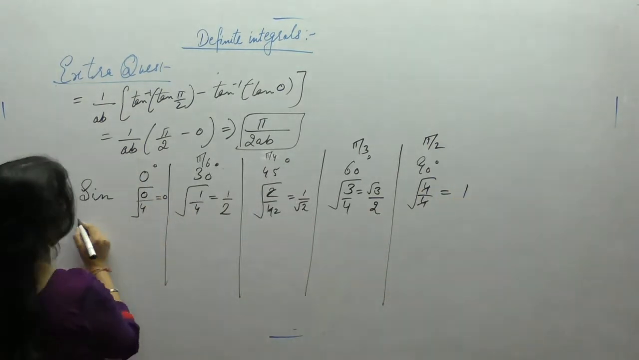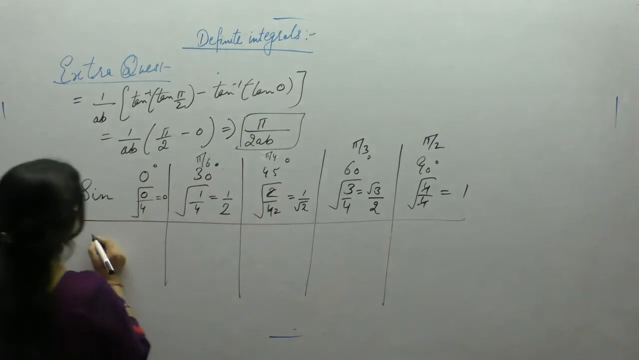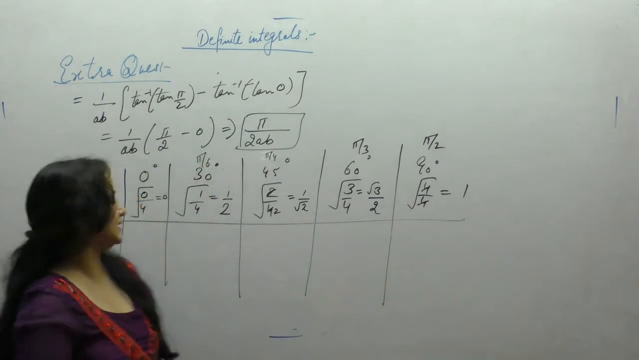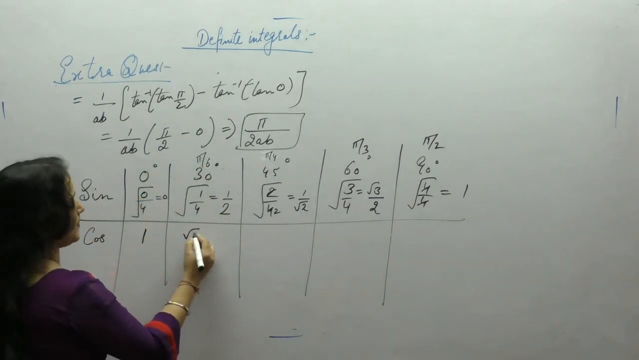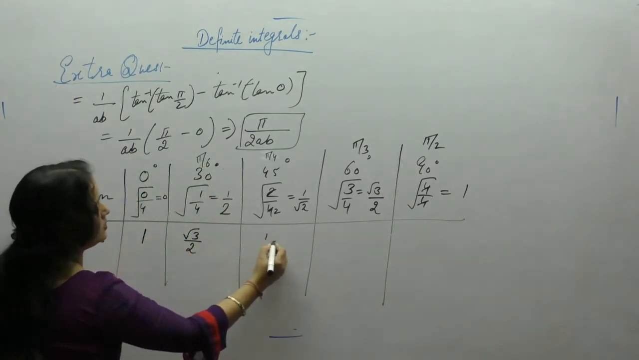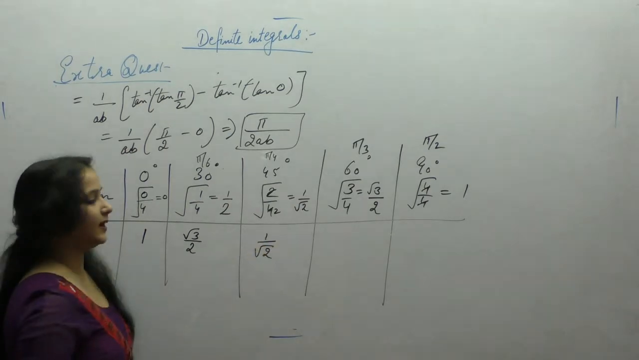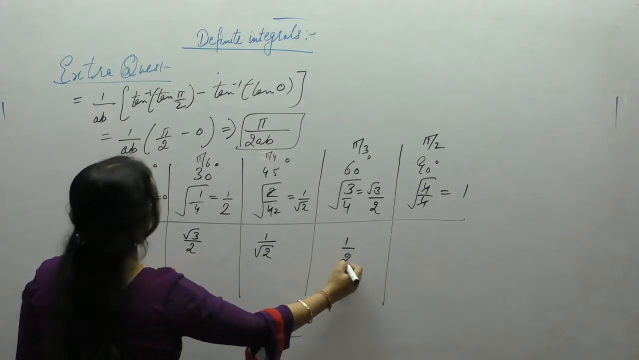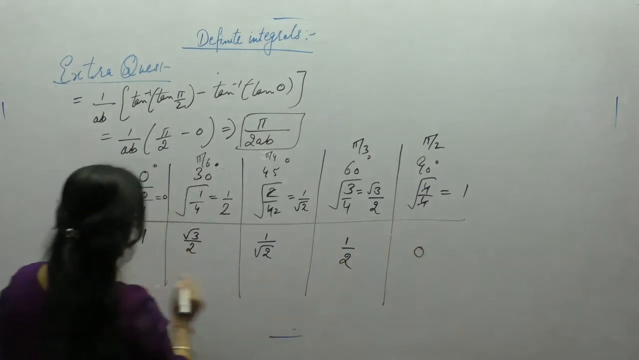अब हमें कॉस की वैल्यूज निकालने के लिए हम इन्हें रिवर्स कर देंगे. रिवर्स ऑर्डर में लिख देंगे. cos 0 is 1, cos pi by 6 is root 3 by 2, cos 45 1 by root 2, cos pi by 3 is 1 by 2 and this is 0.